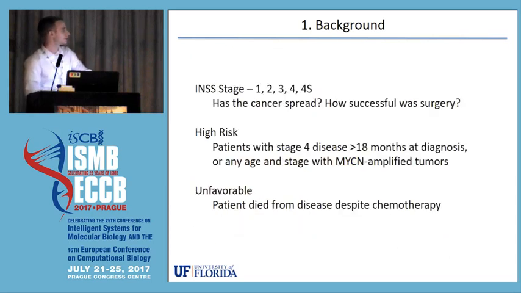So ISS stage, high risk, and unfavorable, these are all defined. ISS stage looks at the cancer. Has it spread? Where has it spread to? Was surgery successful, if it was performed? High risk is patients with stage 4 disease and over 18 months of age at diagnosis, or any age and stage with MYCN amplified tumors. And unfavorable means the patient died from disease despite chemotherapy.